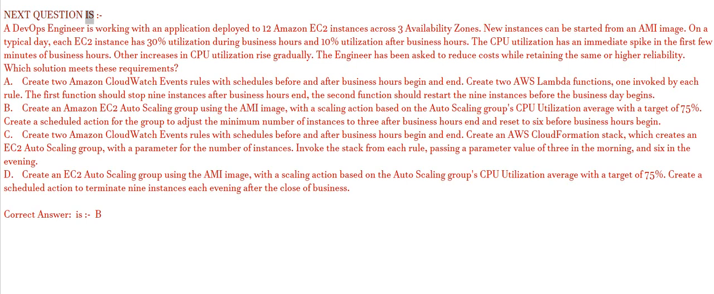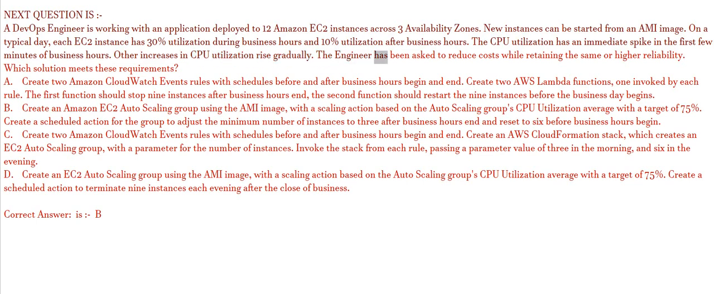Next question is: a DevOps engineer is working with an application deployed to 12 Amazon EC2 instances across 3 availability zones. New instances can be started from an AMI image. On a typical day, each EC2 instance has 30% utilization during business hours and 10% utilization after business hours. The CPU utilization has an immediate spike in the first few minutes of business hours. Other increases in CPU utilization rise gradually.